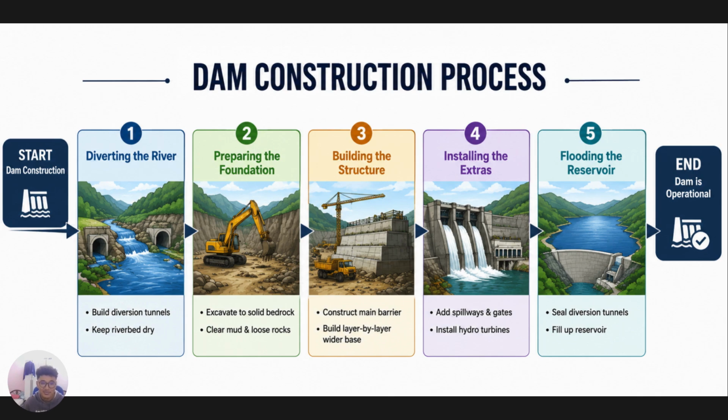Third is building the structure. In this process, we construct the main barrier, built layer by layer. Fourth is installing the extras. The engineers will add spillways and gates and install hydro turbines. And lastly is flooding the reservoir. The last step is we seal the diversion tunnel and fill up the reservoir.